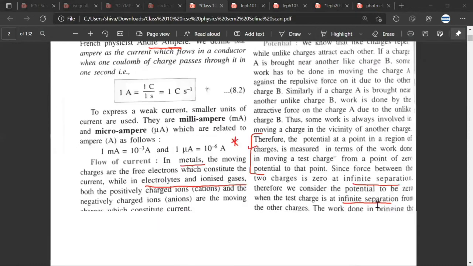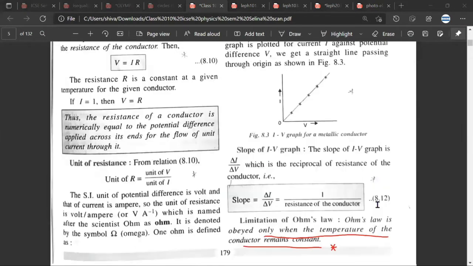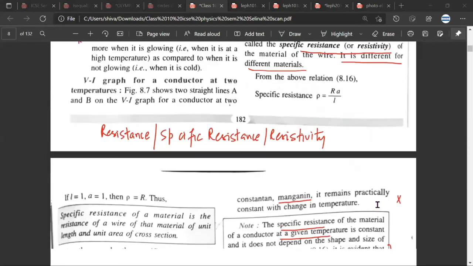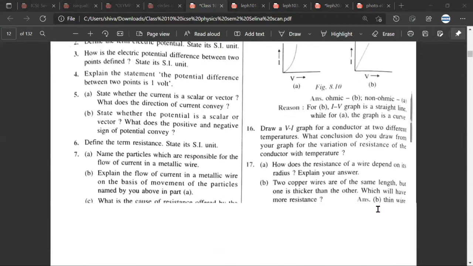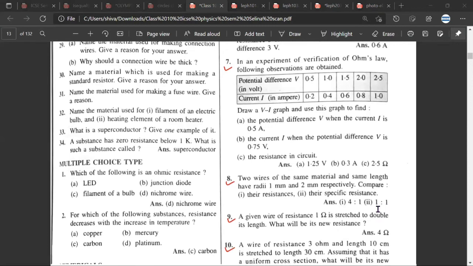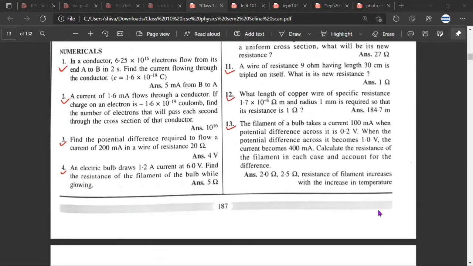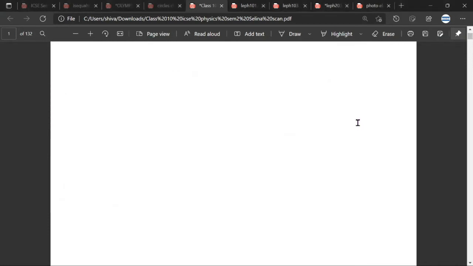Before we go forward, see the formula that we have derived till now: I is equal to Ne upon T. Now, if you see questions like these, can you see question number 1 and question number 2? In a conductor, 6.25 into 10 raised to 16 electrons flow from 1 end to the other in 2 seconds. Find the current flowing. Would you be able to do this question? Yes, sir. Second question: a current of 1.6 milliampere flows. Find the number of electrons that pass per second across the cross section of the area. So these are the two questions that you will be able to do now.